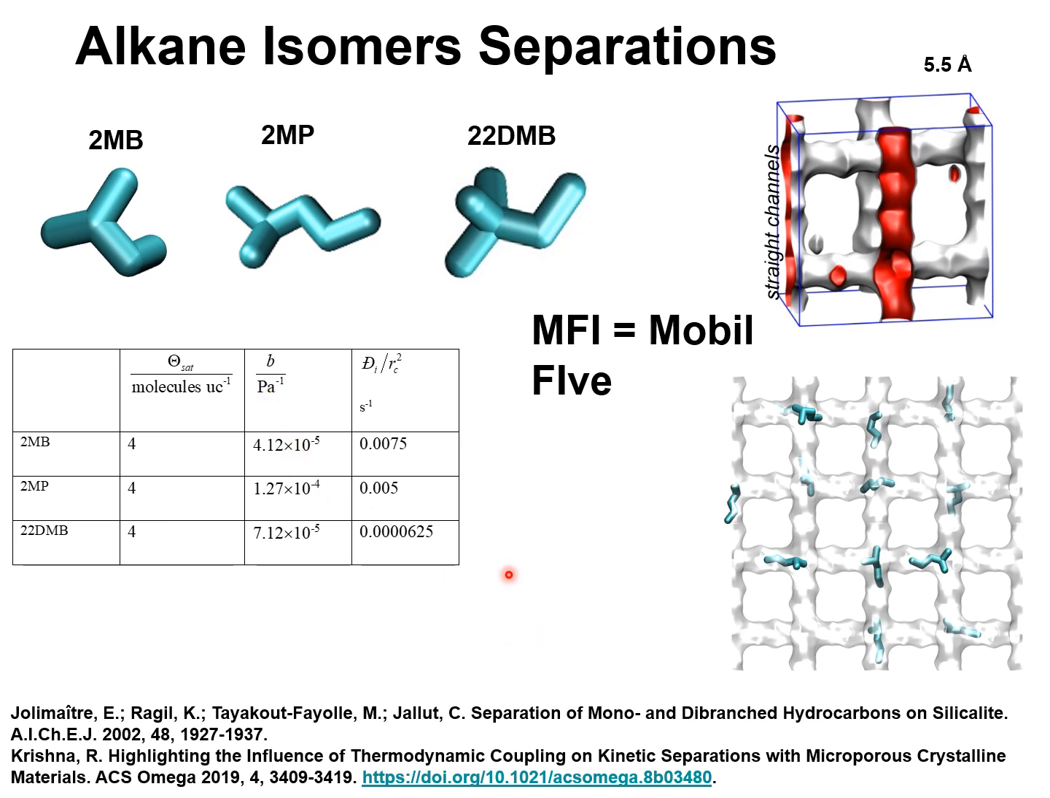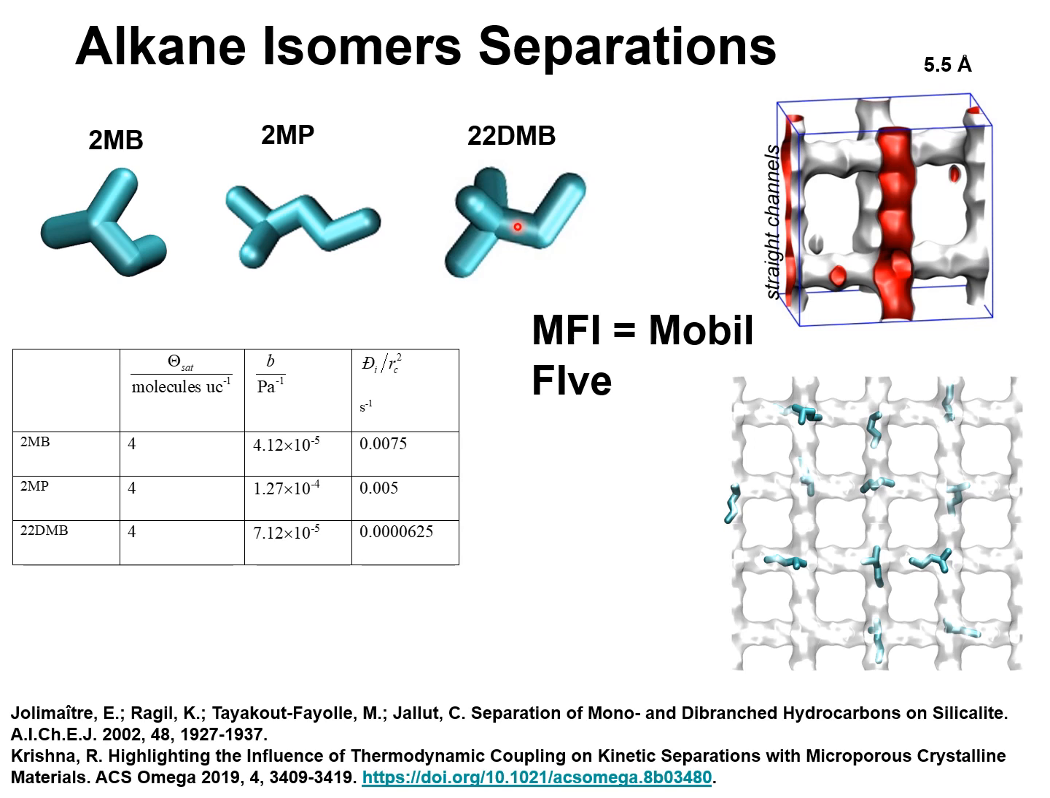However, the diffusional time constants are shown here. These were determined experimentally, and these diffusional time constants are the highest for 2-methylbutane. This lowered slightly for 2-methylpentane, and the lowest diffusional time constant is for 2,2-dimethylbutane.